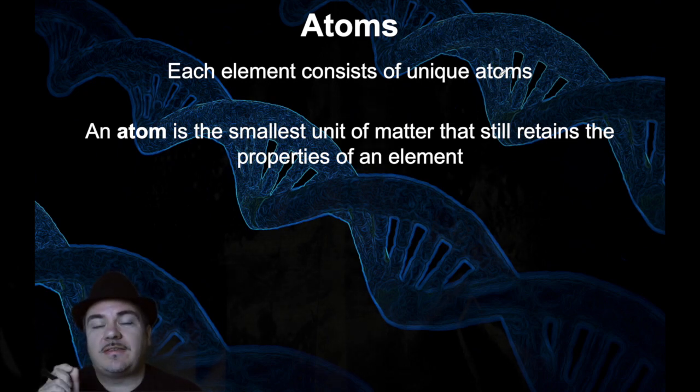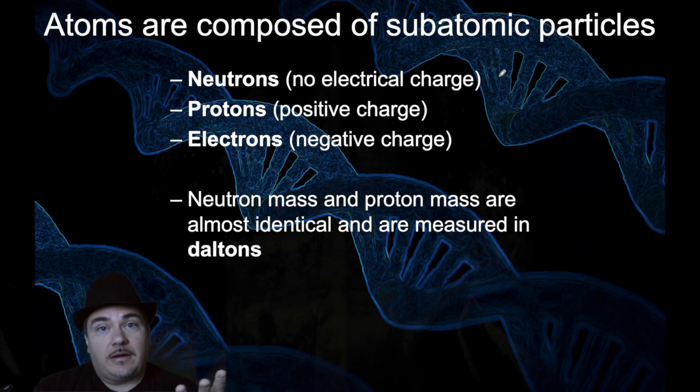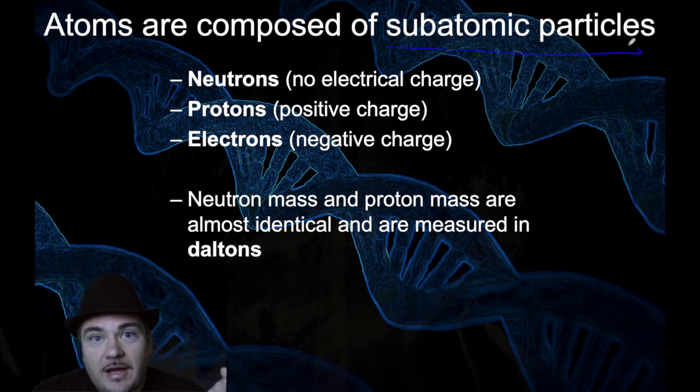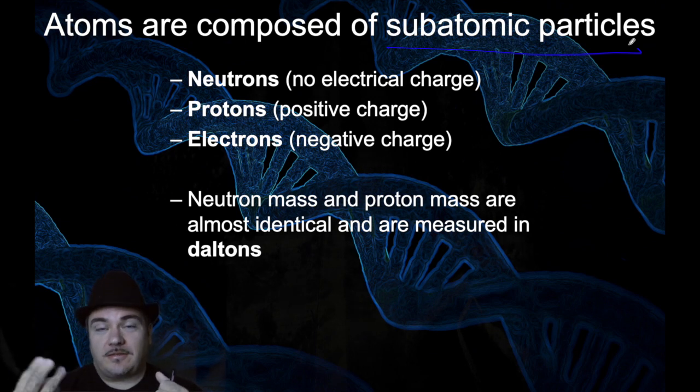In other words, if you have a single atom of carbon, it behaves like carbon. If you have a single atom of oxygen, it behaves like oxygen. Now, atoms can be broken down into smaller pieces. But once you break them down into smaller pieces, they no longer behave like the element they were. So atoms are made up of smaller pieces. Those smaller pieces are called subatomic particles. There are 3, white lie, subatomic particles: neutrons, protons, and electrons.